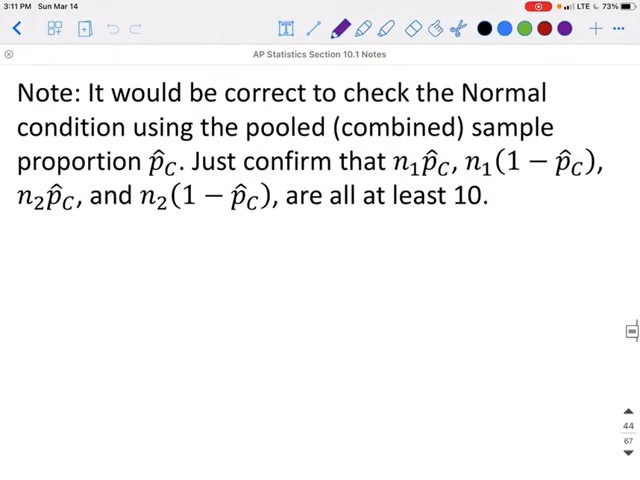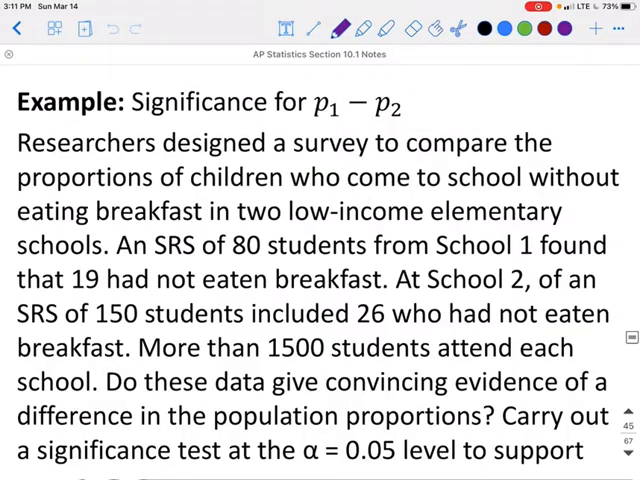It would be correct to check the normal condition using the pooled combined sample proportion p hat c. Just confirm that n1 times p hat c and n1 times 1 minus p hat c, n2 times p hat c, and n2 times 1 minus p hat c are all at least 10. So you're going to check the number of successes and number of failures using our combined proportion p hat c with the sample sizes from samples 1 and 2 to check that they are all at least 10.